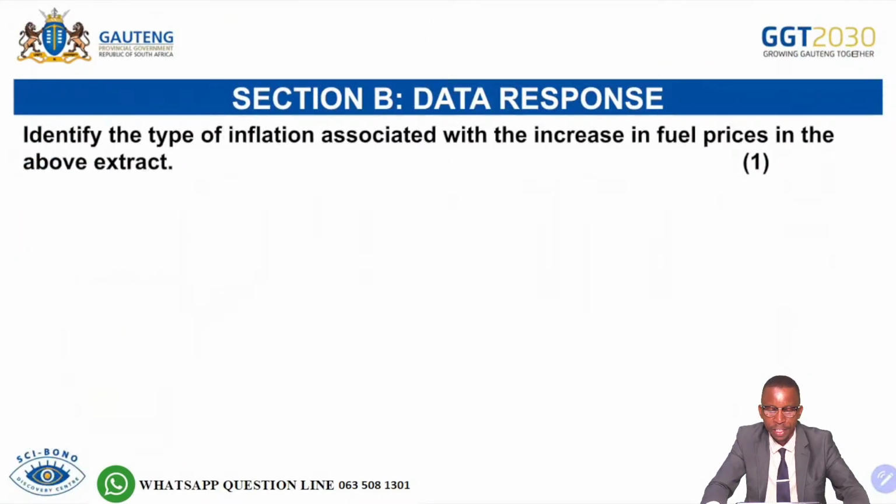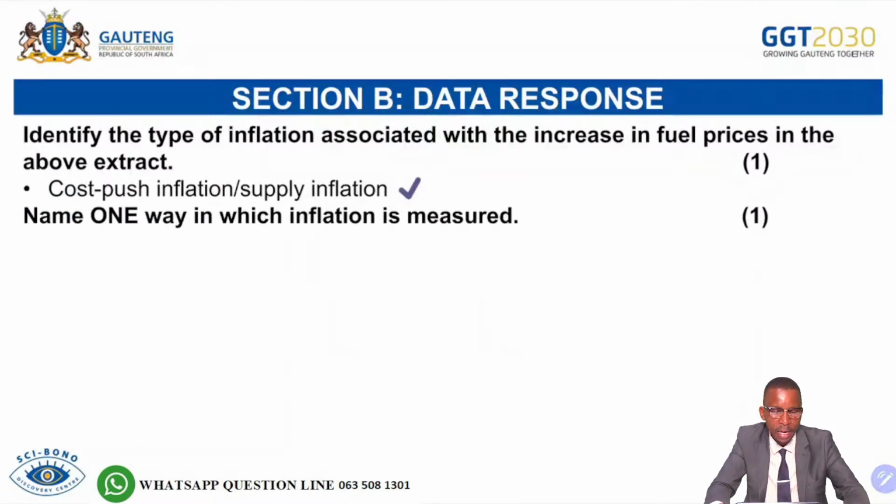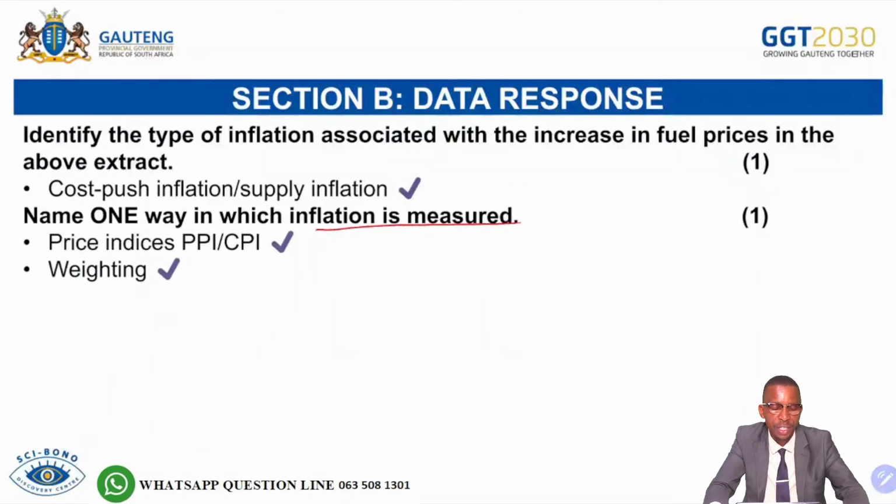Identify the type of inflation associated with the increase in the fuel prices. So that will be cost push inflation or supply inflation. Name one way in which inflation is measured. We have three ways. Firstly, we have CPI and PPI, which are the indexes. We have a weighting, and we have also an inflation rate.